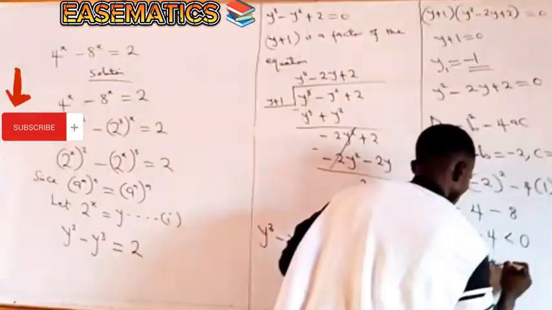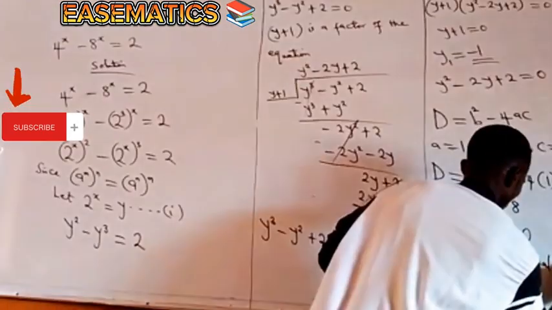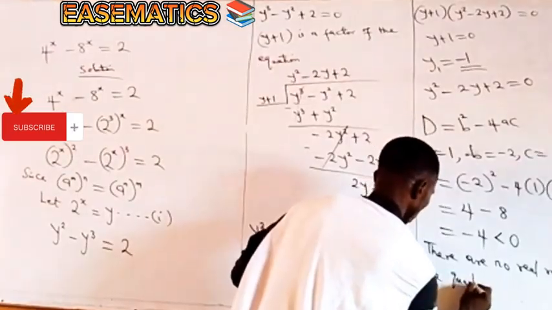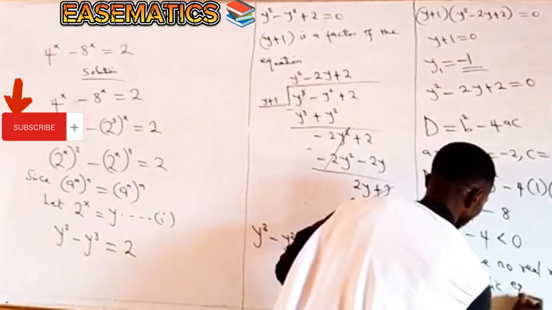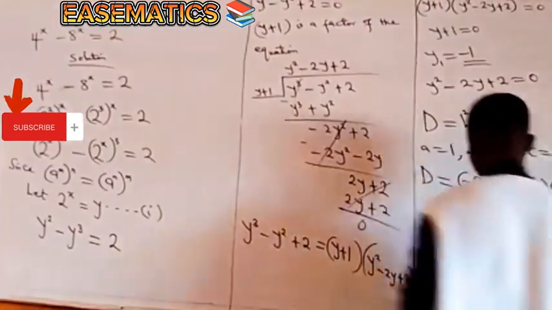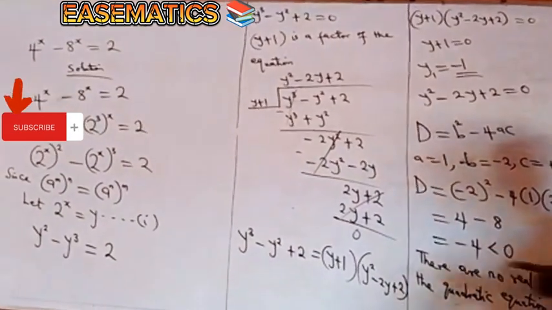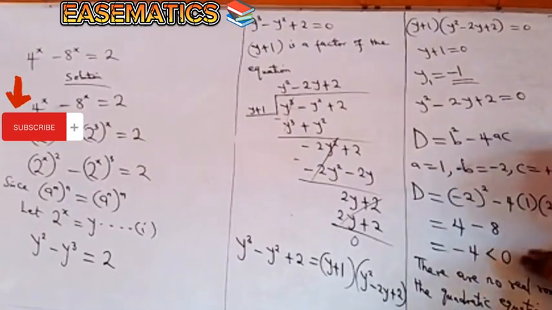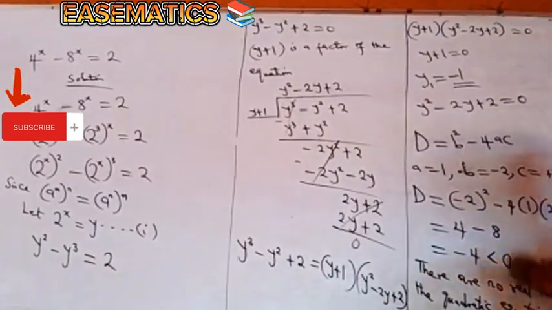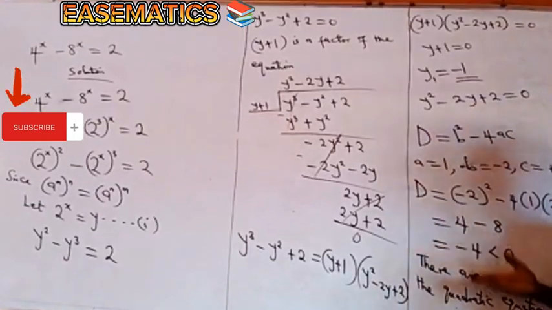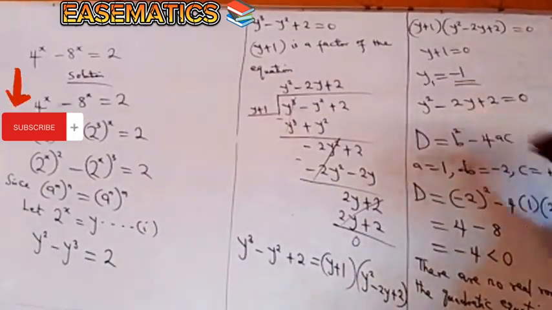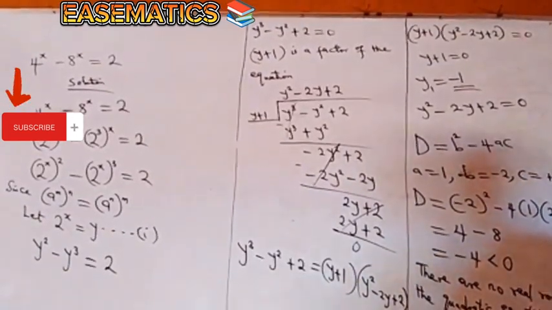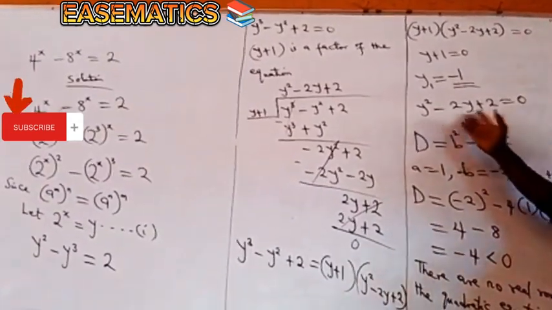there are no real roots of the quadratic equation. Since the discriminant gives us a number that is less than 0, we can conclude that if we solve this quadratic equation, it can never give us roots that are real numbers. It would rather give us roots that might be complex numbers. So at this point, we don't need to solve this quadratic equation.